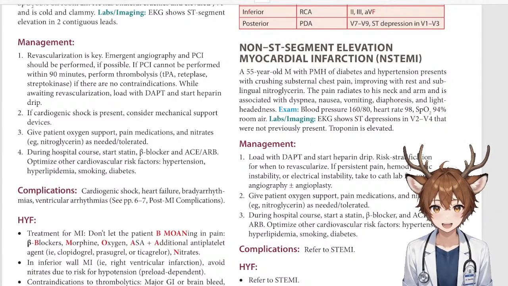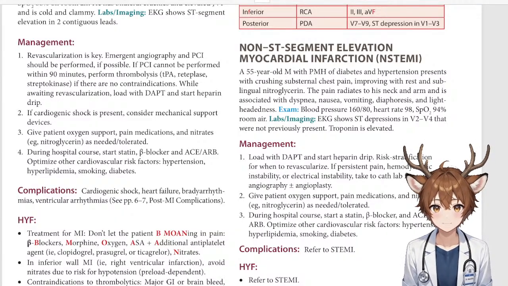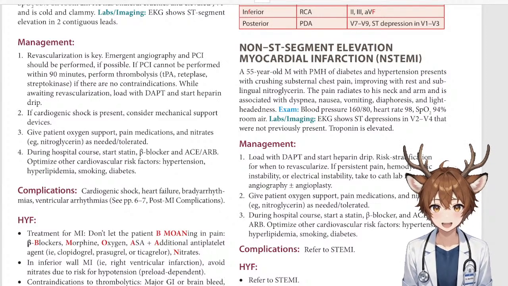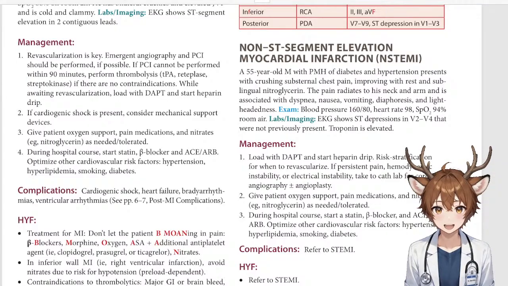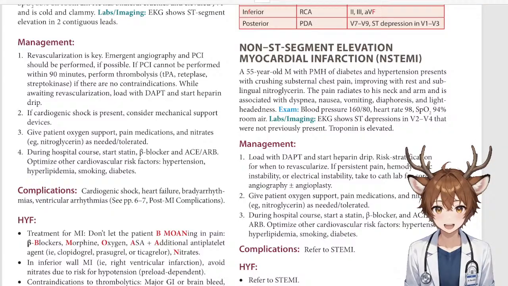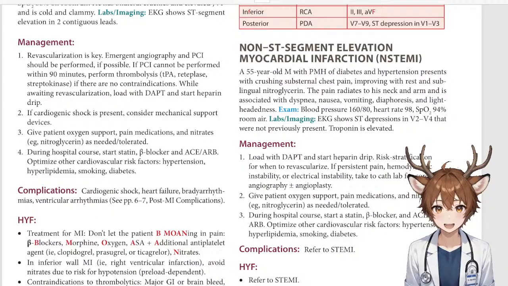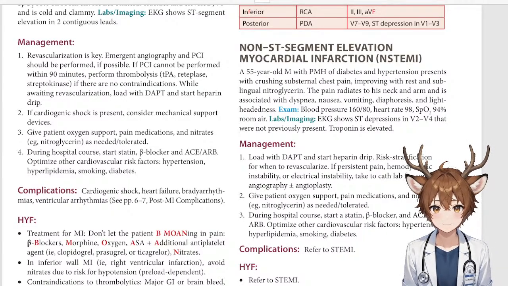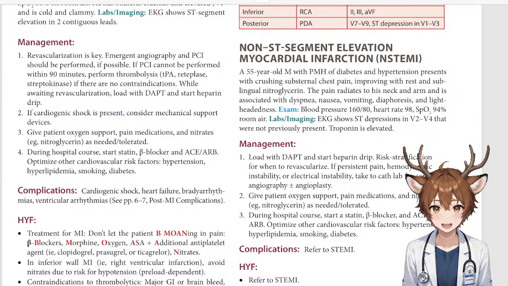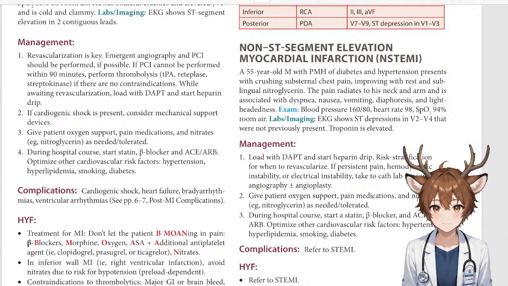Non-ST segment elevation myocardial infarction, NSTEMI. Let's go to another vignette. A 55-year-old male with a past medical history of diabetes and hypertension presents with crushing substernal chest pain, improving with rest and sublingual nitroglycerin. The pain radiates to his neck and arm and is associated with dyspnea, nausea, vomiting, diaphoresis, and lightheadedness. Exam: blood pressure is 160/80, heart rate is 98, oxygen is 94% on room air. Lab/imaging: EKG shows ST depressions in V2 through V4 that were not previously present.